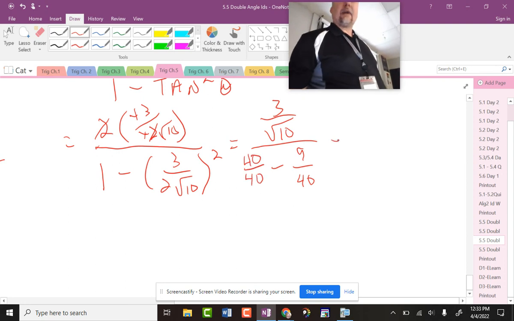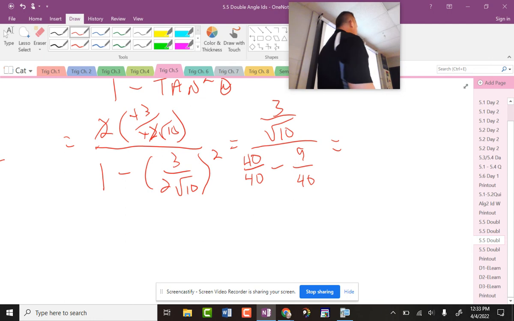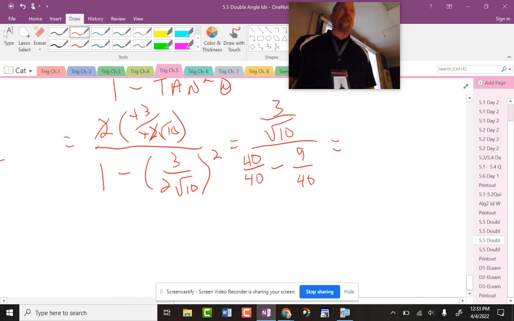And now I have a common denominator. This is how you go about simplifying this. You make it easy on yourself by doing little parts here and there. So one more time. 3 squared is 9. This is a product squared. Square each part of the product. 2 squared is 4. Root 10 squared is 10. 4 times 10 is 40. That's how I got 40 so quick. We should be able to do that as seniors.